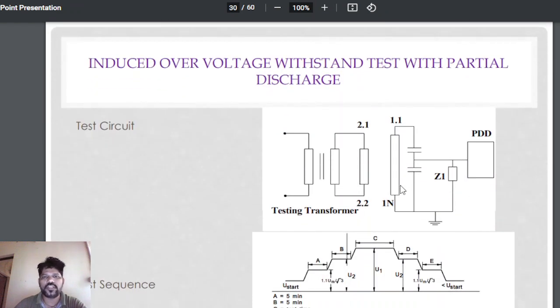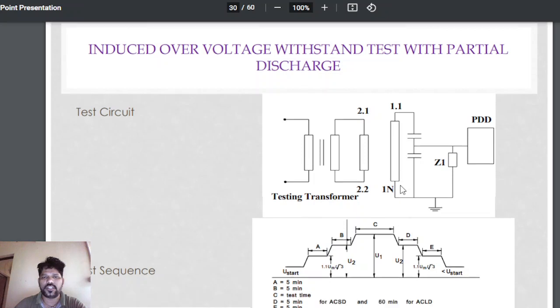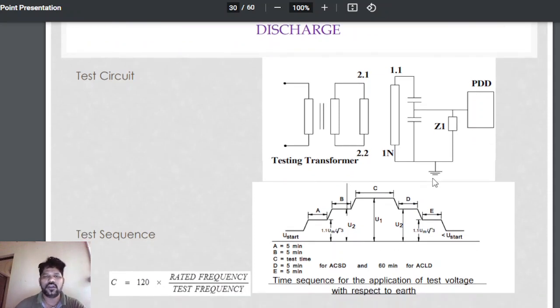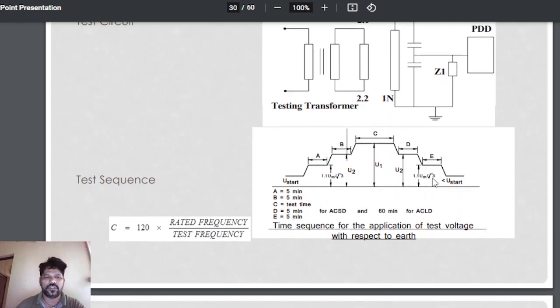Induced over voltage withstanding test with the partial discharge. Okay, PD, so partial discharge test. If any drop occurs, or any winding is touched with any other equipment or is short circuited, then how the discharges are going on, we'll find by doing this test.